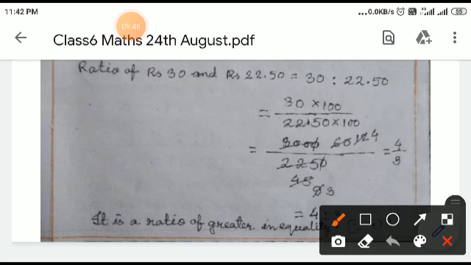I think, children, you have understood how we can express quantities into ratio, and after converting them into simplest form, we can express them as the different types of ratio, that is ratio of greater inequality, lesser inequality, or ratio of equality. The sums are very simple. I think, children, you can do them yourself. Okay, so try to do.